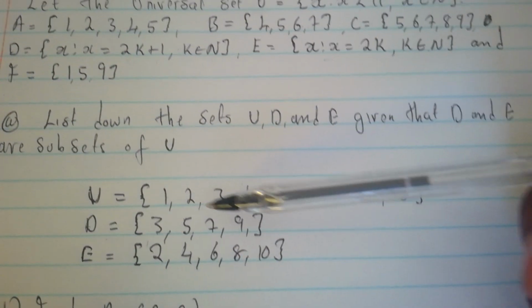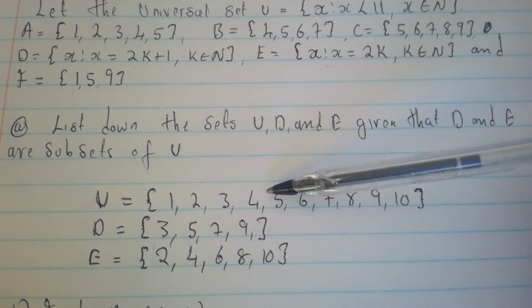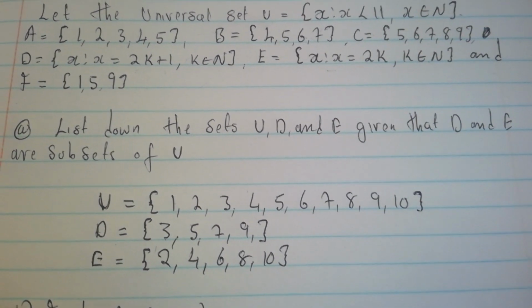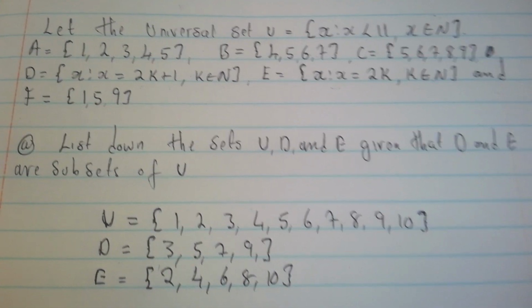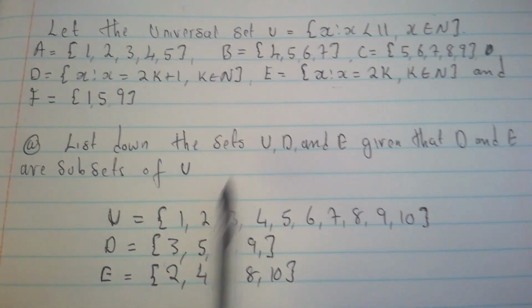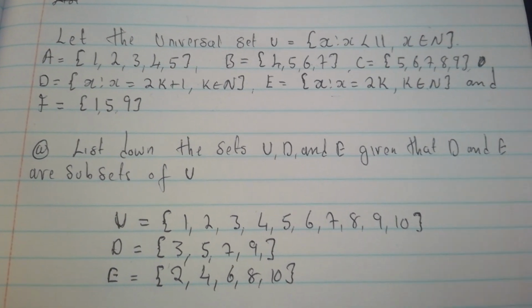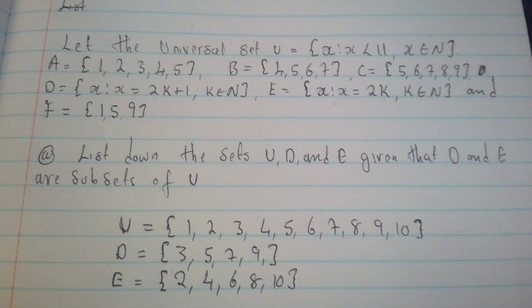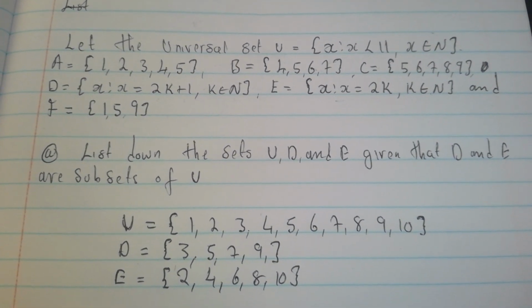So this shows that these two are simply subsets of this. They've been picked from this universal set. So this is how you list the sets U, D, and E. Remember that all these elements were confined within natural numbers. So the key thing here was for you to understand what natural numbers are. Then you can go on and simplify the given set builder notations.